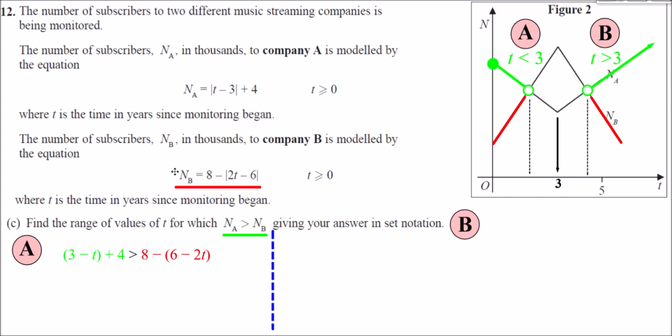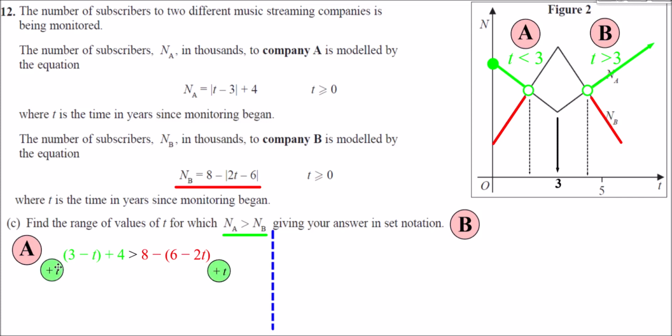T minus 3 modded becomes 3 minus t, because what's being modded is negative, so we times by -1, plus 4. That needs to be greater than 8 minus, and again, we times all this by -1, because if we didn't, that would have been a negative, which isn't allowed when we take the modulus. So 2t minus 6 becomes 6 minus 2t, but we're minusing all of that as well. So it's extra tricky. We need to take extra care.